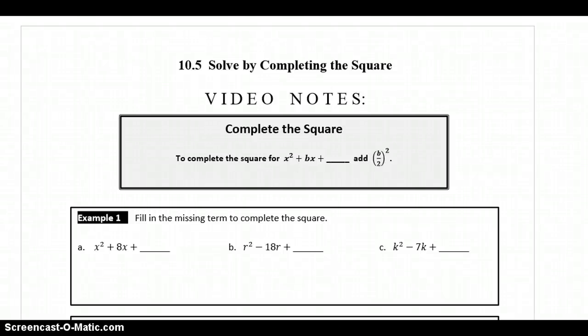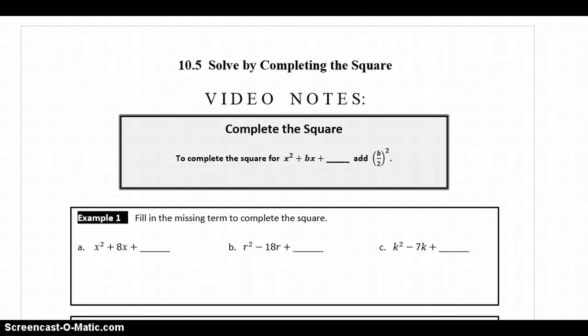Alright, so these are the class notes for 10.5. We are going to be solving by completing the square. What that means is that if we have a polynomial and it's not factorable on its own, we can use this method called completing the square in order to create a polynomial that we are going to see will factor perfectly.